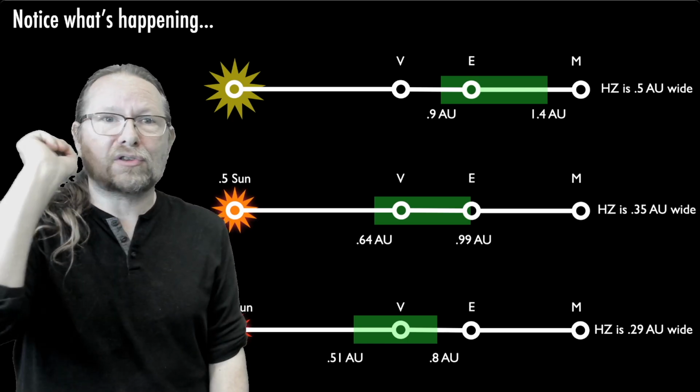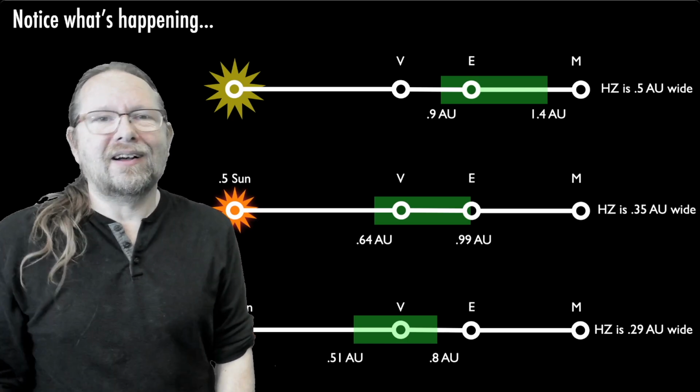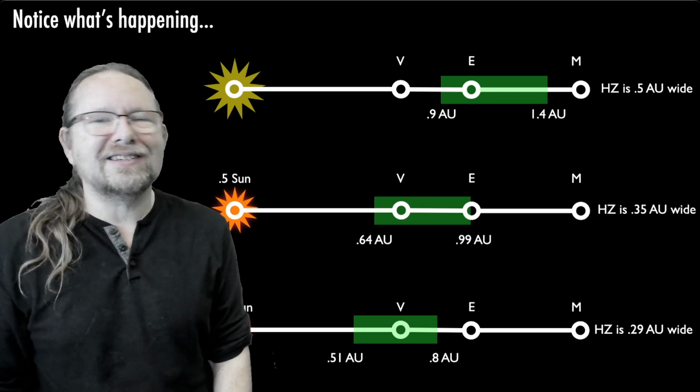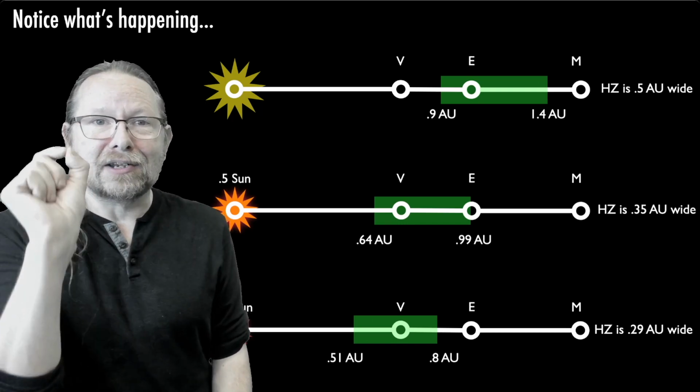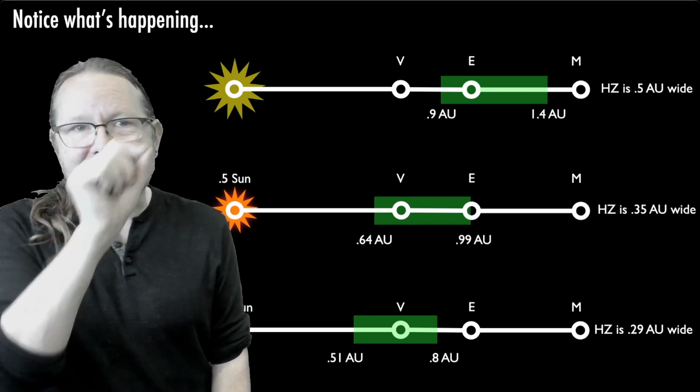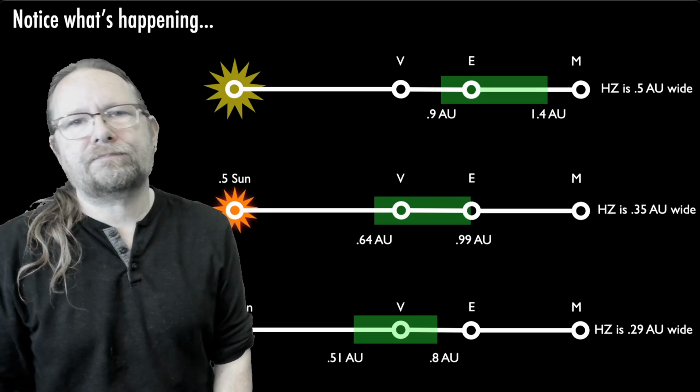You can think of it as throwing darts at a dartboard. The smaller the target is, the less probability that there will wind up being a planet in that narrow strip. There are other issues about orbiting very close to a very dim star.